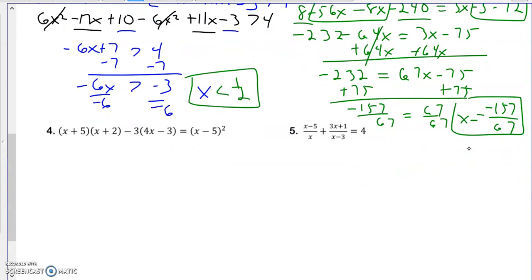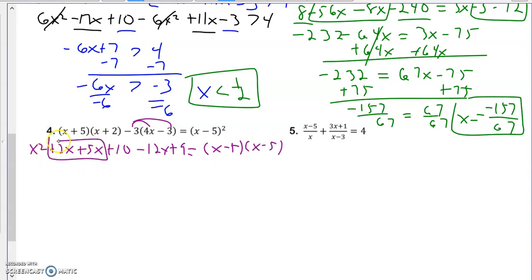The next one I'm going to need to do is I'm going to need to FOIL. So I have x squared plus 2x plus 5x plus 10 minus, and then I'm going to distribute. I get a 12x plus 9. Now I prefer to write it twice and then FOIL. I know there is a shortcut, but I prefer to do that. So it just is easier. So I'm going to show you how to do it this way.